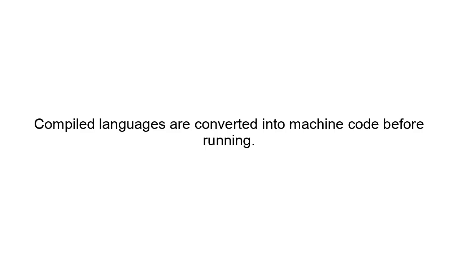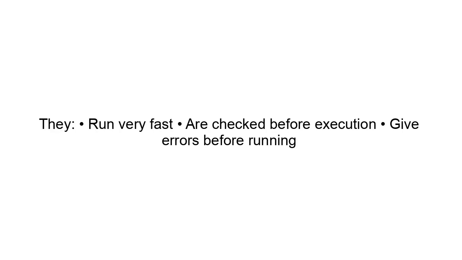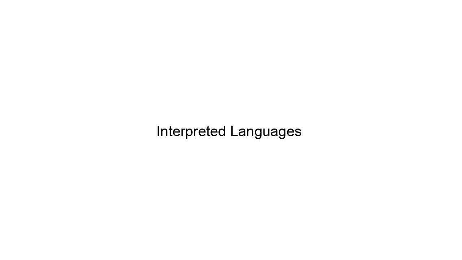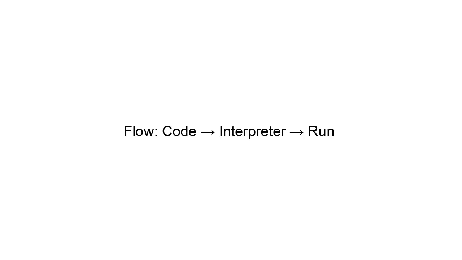Compiled languages. Compiled languages are converted into machine code before running. This is done using a compiler. They run very fast, are checked before execution, give errors before running. Flow: code, compiler, machine code, run. Interpreted languages. Interpreted languages run line by line. They use an interpreter. They are easy to test, run slower than compiled, show errors while running. Flow: code, interpreter, run.